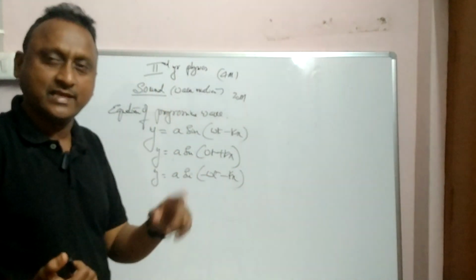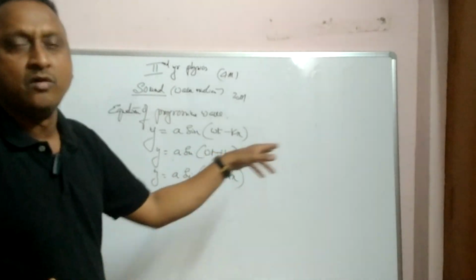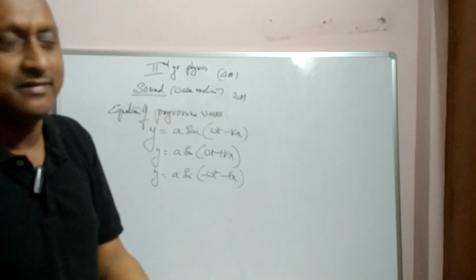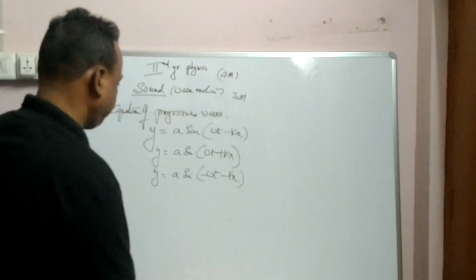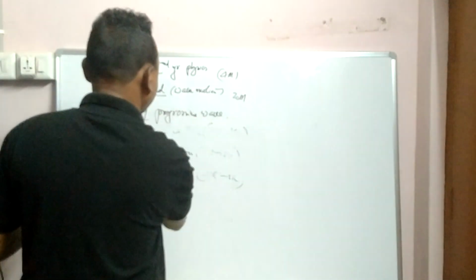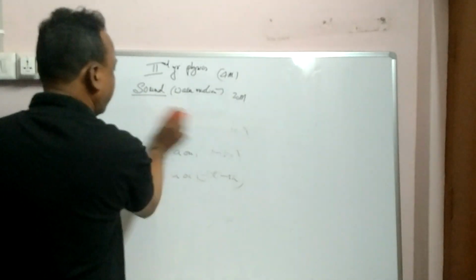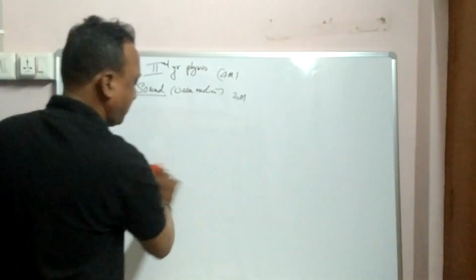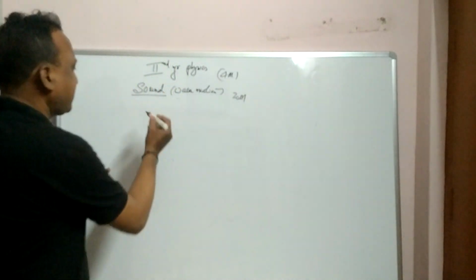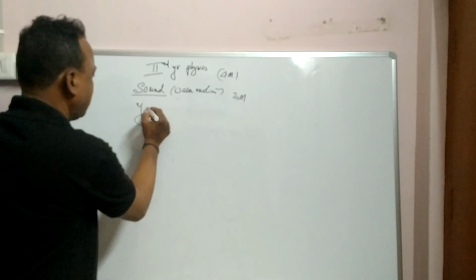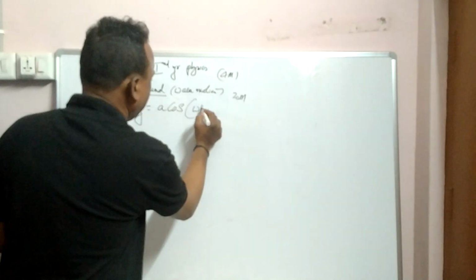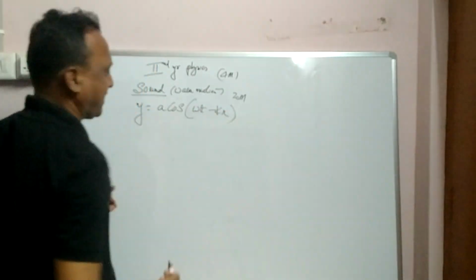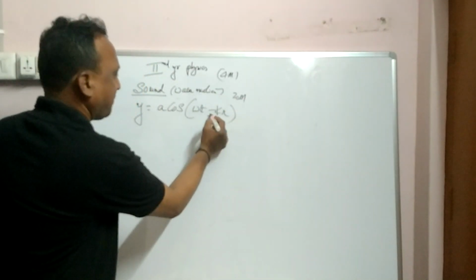If one is plus and the other is negative, then the wave will be along the positive direction of the axis, whether it is x, y or z. Now we will write different equations in the sine function or cos function. This equation can also be written in cos function: y equals a cos omega t minus kx, or plus kx, minus or plus.